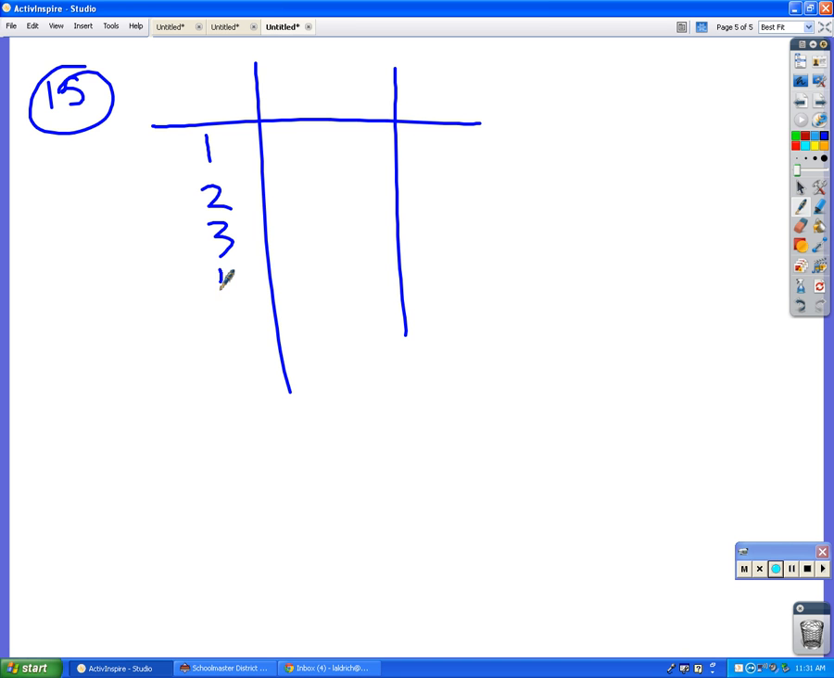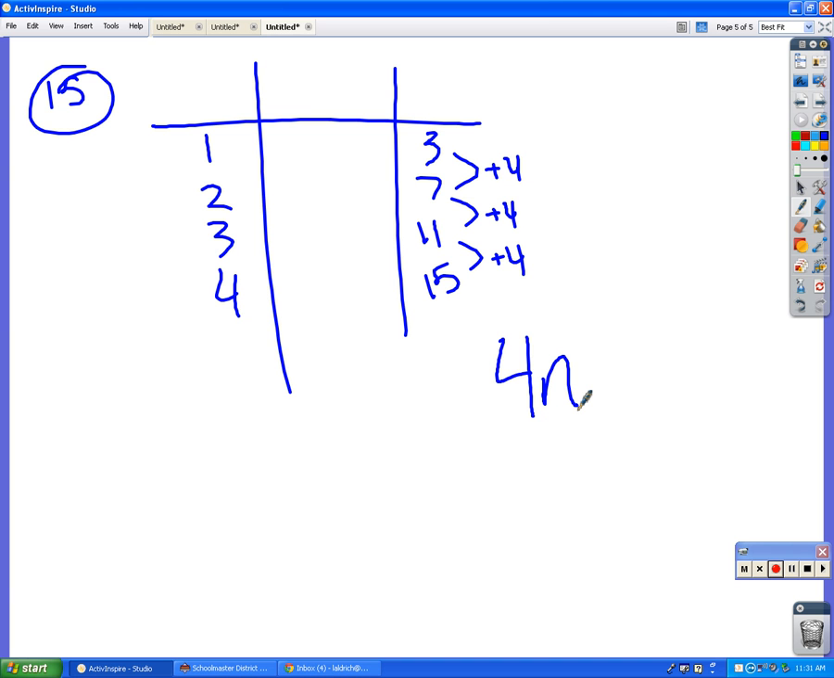1, 2, 3, 4. What's the first one? 3, 7, 11, 15. Okay, so like I said before, you recognize that these are going up by 4 each time, right? So my formula is going to be starting with 4n. Then it's the question of what do we have to do to adjust that to make it work. If I go 4 times 1, do I get 3? No, what do I have to do? Minus 1. If I go 4 times 2, do I get 7? Minus 1. We're done now.